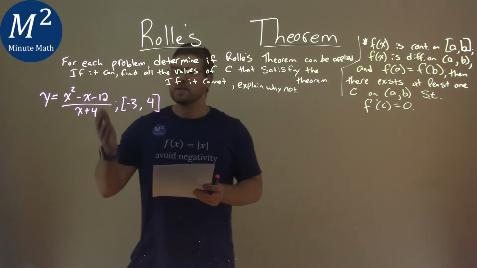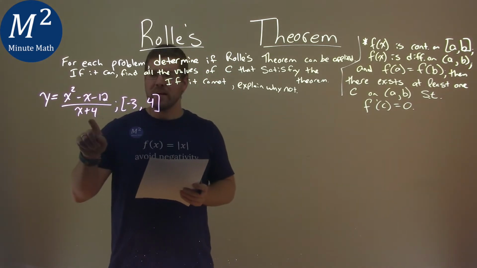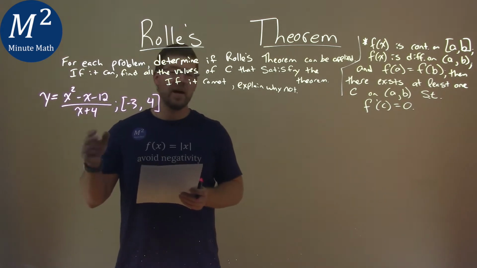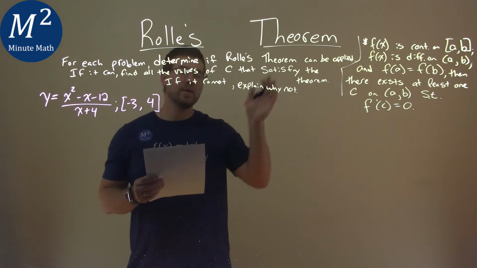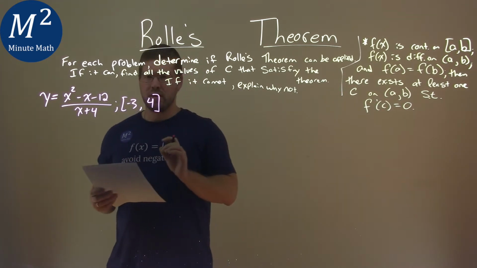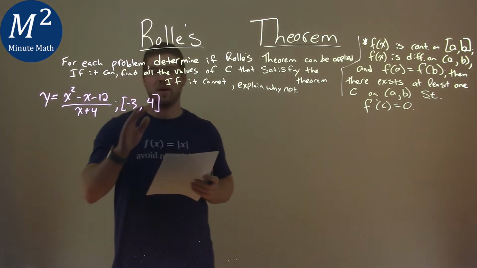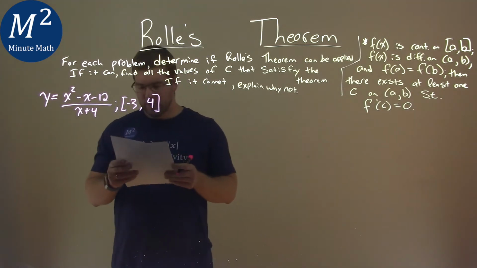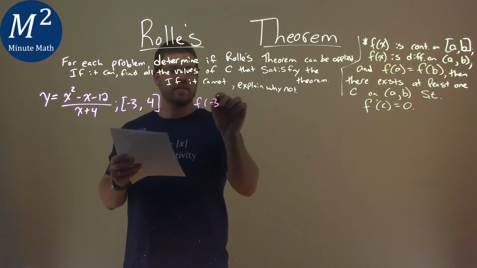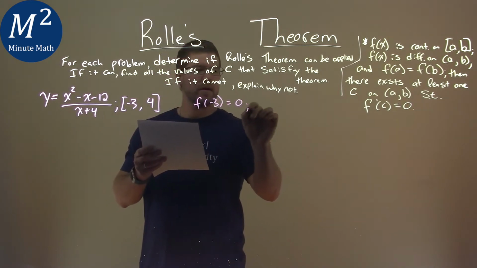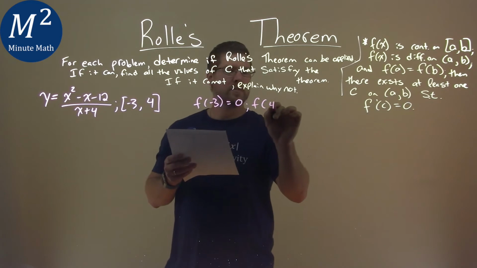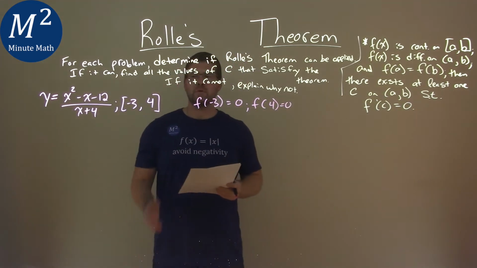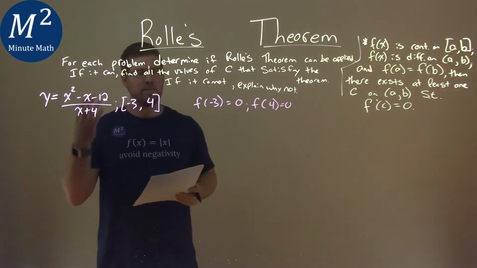Now, our function is a rational function, and the only place where it doesn't exist is at -4, because we would divide by 0. Everywhere else it exists, it's also continuous, and it's differentiable. And so we're good within our interval, because -4 is outside of the interval. I found for you f of -3, which is 0, and f of a positive 4, which is also equal to 0, so we're good on this last part there. Since we satisfy all of our conditions, we can apply Rolle's theorem.